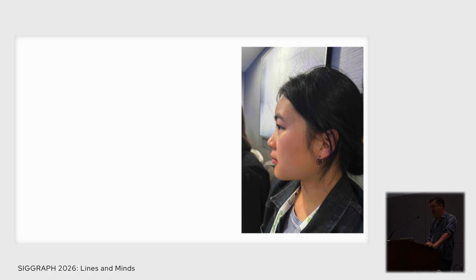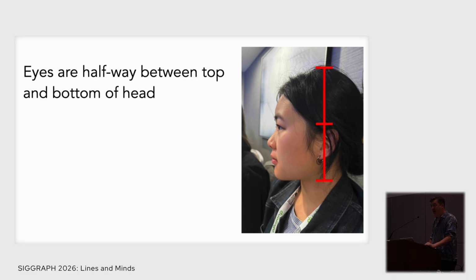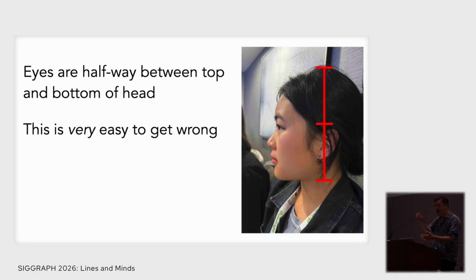One useful tidbit of information is that a person's eyes are typically about halfway between the top of their head and the bottom of their head. I don't know where I learned this, but I learned it years ago drawing. And I will tell you, this is really easy to get wrong. I draw a sketch of a person and their eyes are like up here. It just seems to happen automatically.